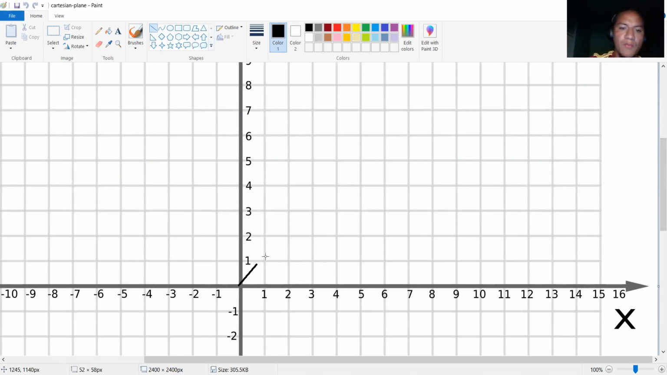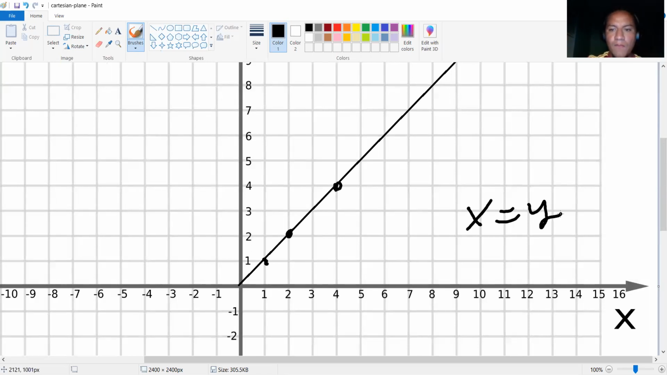For example, this line represents all of the points where x is equal to y. For example, 1 is equal to 1 here, 2 is equal to 2, 4 is equal to 4. x equals y, or y equals x, as we all write it.